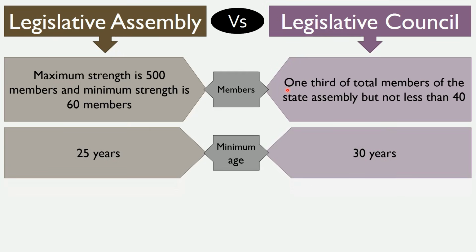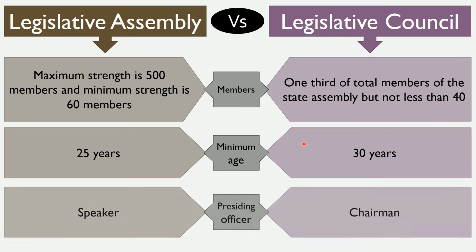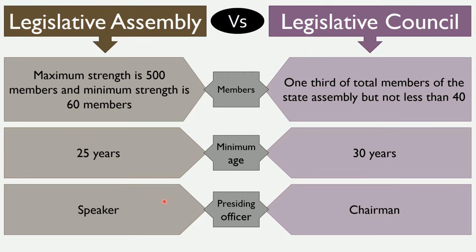Next, to become a member of a Legislative Assembly, one should have attained the age of 25 years, as against the minimum age requirement for becoming a member of Legislative Council, which is 30 years. Presiding Officer. The Speaker presides over the meetings of Legislative Assembly, who is elected by the members from among the members. On the contrary, the Chairman presides over the meetings of Legislative Council, who is chosen by the members themselves.